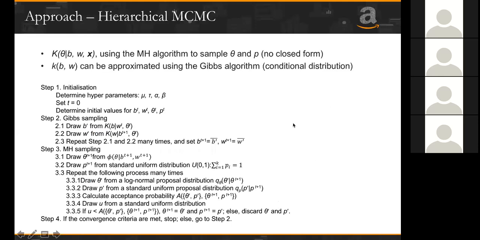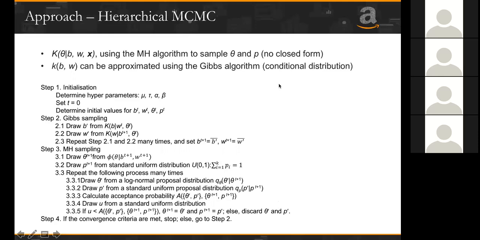So this is the hierarchical MCMC we propose. We use Metropolis Hastings sampling to sample the parameters theta and p, because no closed form can be derived for the Gaussian mixture model. And for the log normal hyperparameters b and w, it can be approximated using Gibbs sampling, because the conditional distribution can be solved by the conjugate prior.